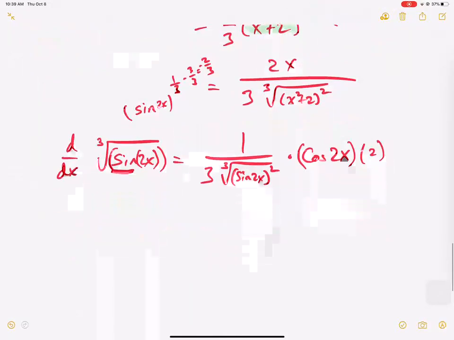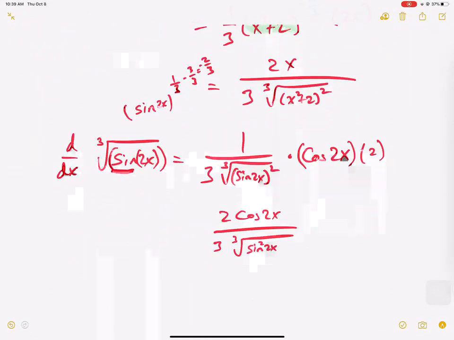Rewriting this, 2 cosine 2x over 3, the cube root of sine 2x. And you can write square there if you want to. That's like the prettier way of us learning how to write it in pre-calc. Okay. Let me pause.